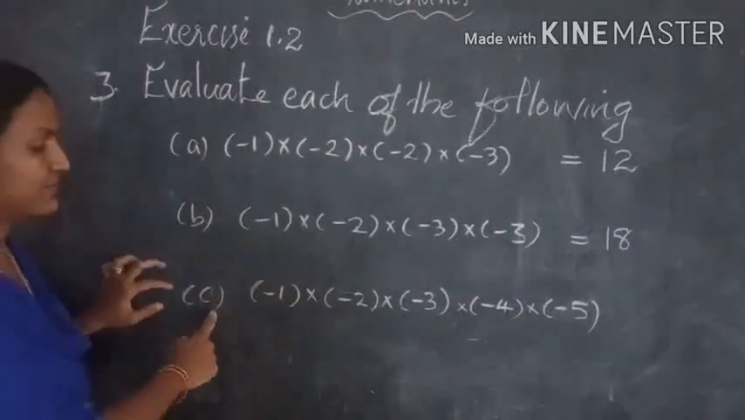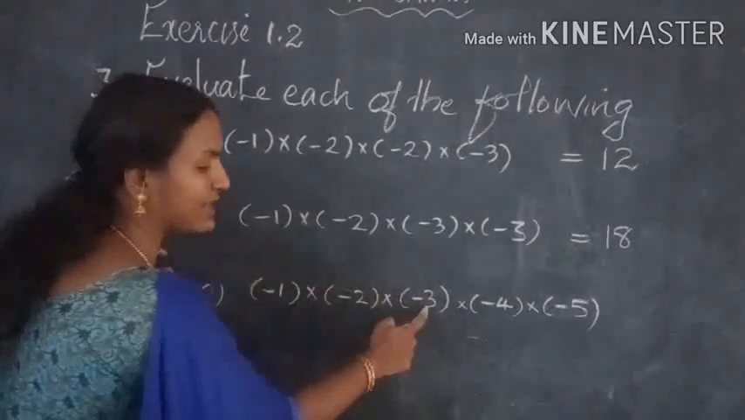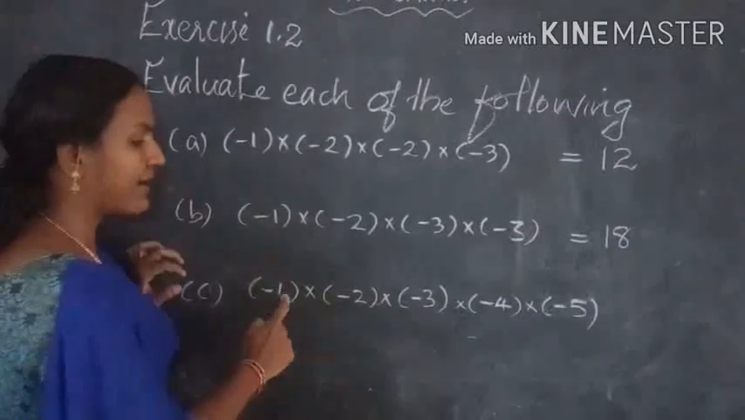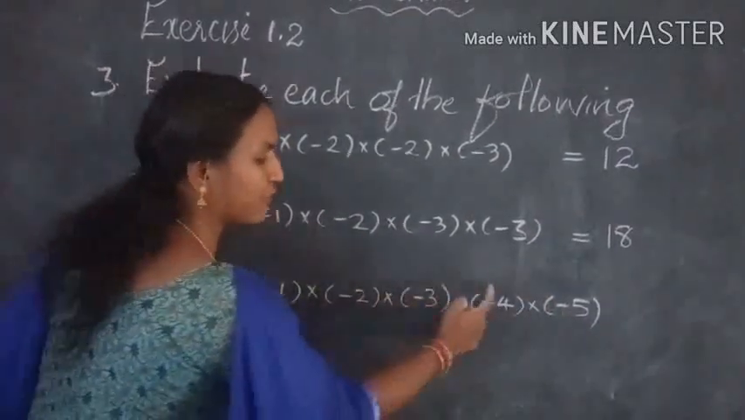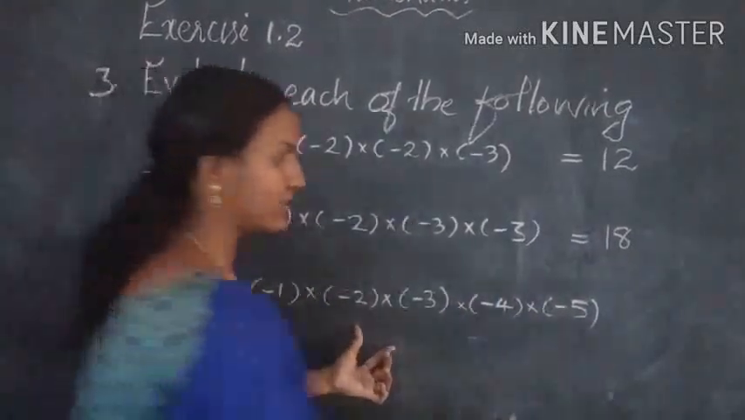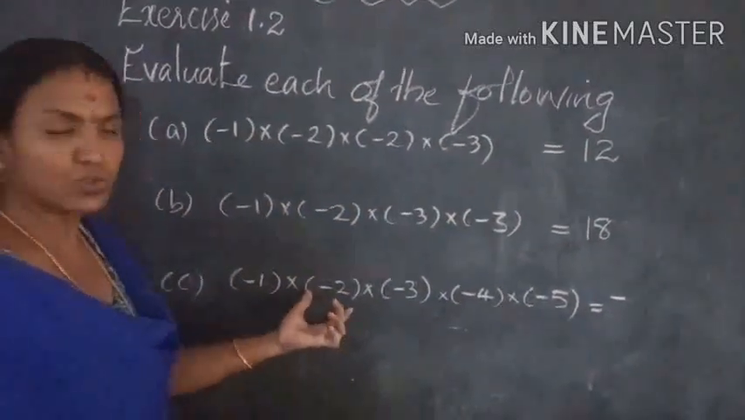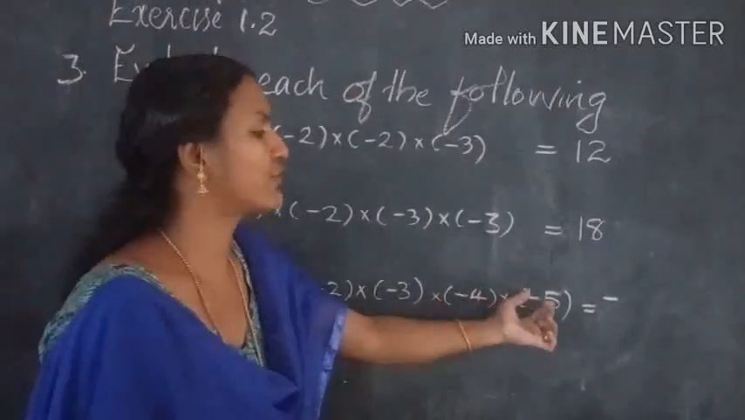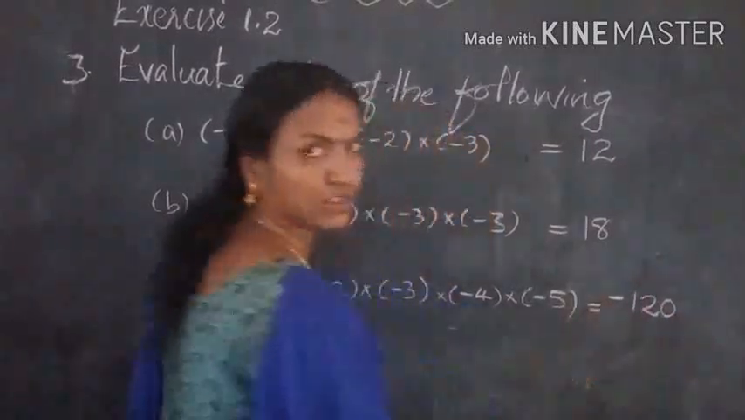One more question. Number C. Minus 1 into minus 2 into minus 3 into minus 4 into minus 5. Here there are 5 negative signs: 1, 2, 3, 4, 5. 5 is odd, so the result will be negative. Is equal to minus 1 2s are 2, 2 3s are 6, 6 4s are 24, 24 5s are 120. Minus 120.